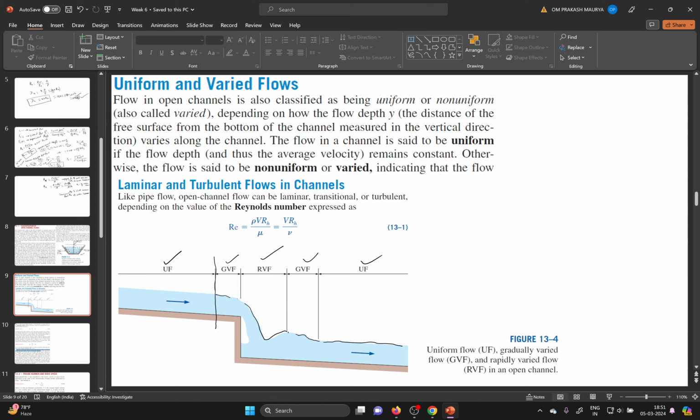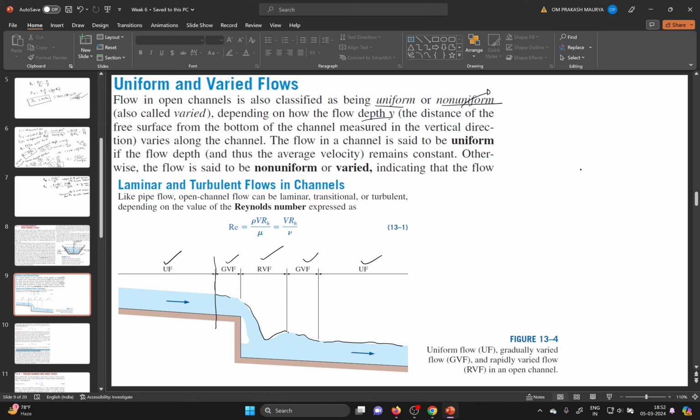You can also read all the things I have put here. It comes under non-uniform flow. Let me read the basic things here. The flow in an open channel is classified as uniform and non-uniform, also called varied flow. Depending on how the flow depth varies, we are talking about the flow depth, the distance of the free surface from the bottom of the channel in the vertical direction.